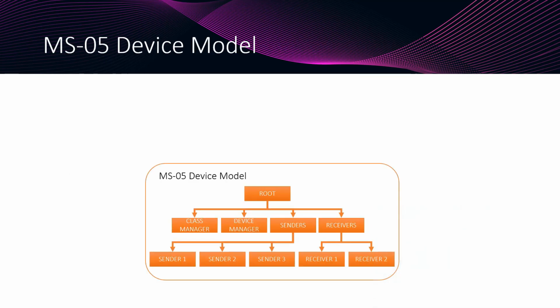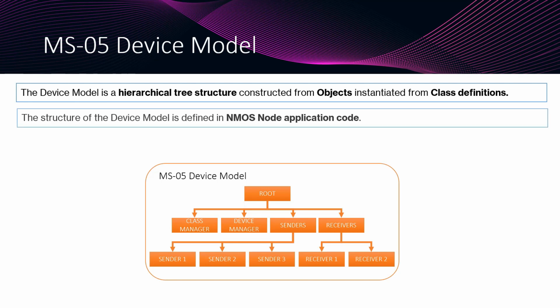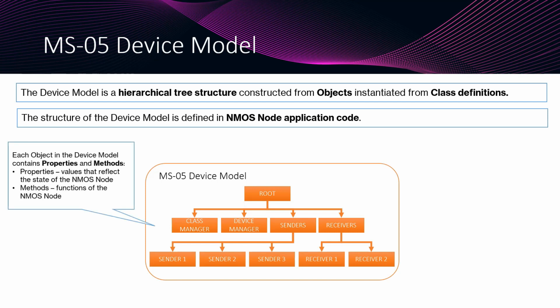Let's dive a little deeper into the MS-05 device model. The device model is a hierarchical tree structure constructed from objects instantiated from class definitions. The structure of the device model is flexible and is determined by the implementer of the NMOS node by defining the structure of the device model in their application code. Each object in the device model contains properties and methods.